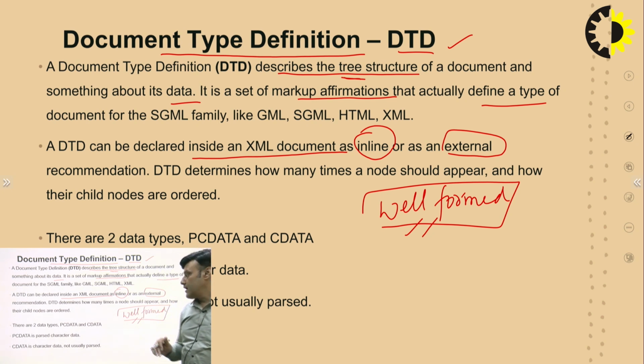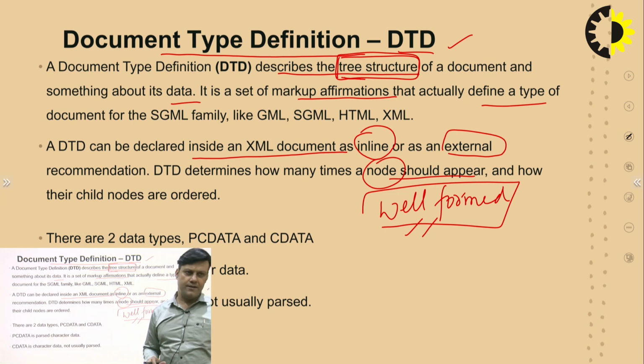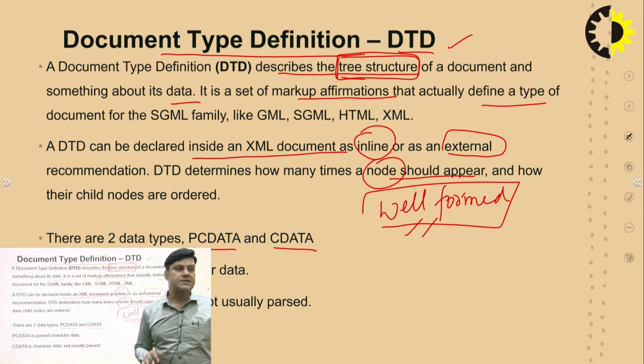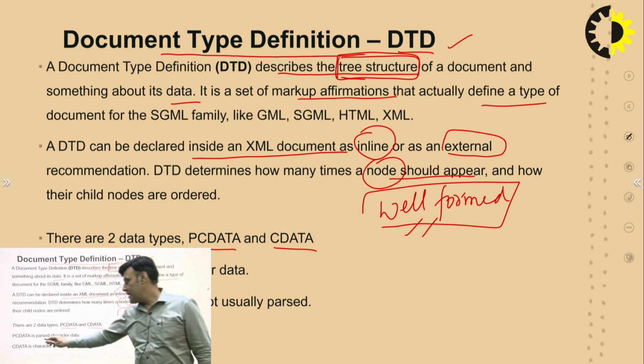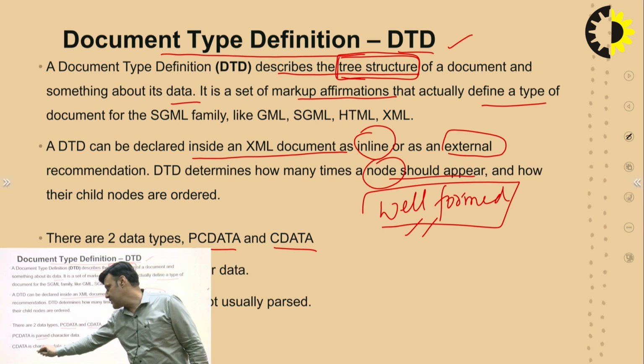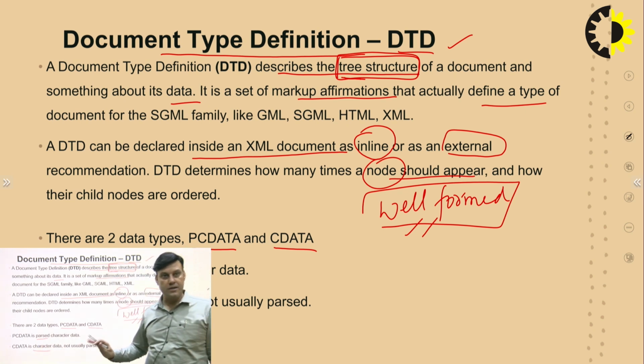Students, DTD determines how many times a node should appear. Node means the tag, that element is denoted by a node. It also determines how their child nodes are ordered, as you see, describing the tree structure. Here we have two types of data types. One is called PCDATA, another is called CDATA. PCDATA is parsed character data. Parsed means it has some sort of checking. Second is CDATA, character data, which is not usually parsed.